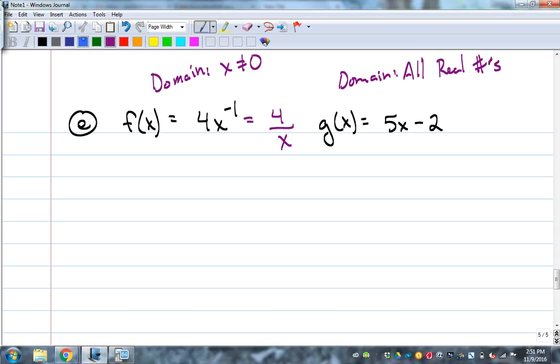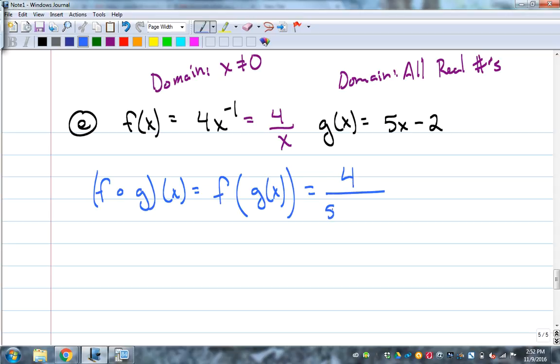Okay, so let's do the function composition. Let's go f composed with g of x. So that means you're taking the g of x function and replacing x with it. So I'm going to write it 4 over 5x minus 2. I can't simplify that because there's nothing in the numerator and the denominator that works together. But I can find the domain of that.